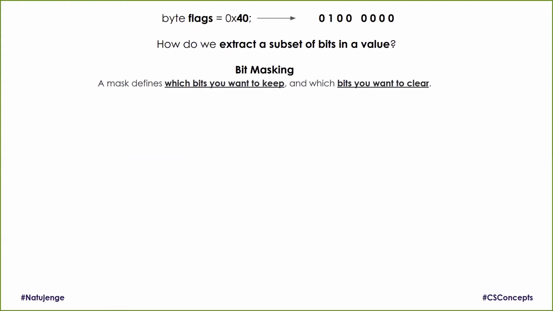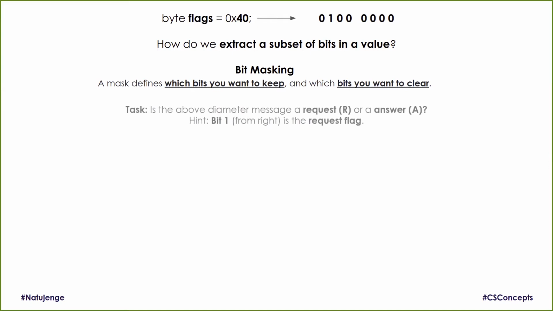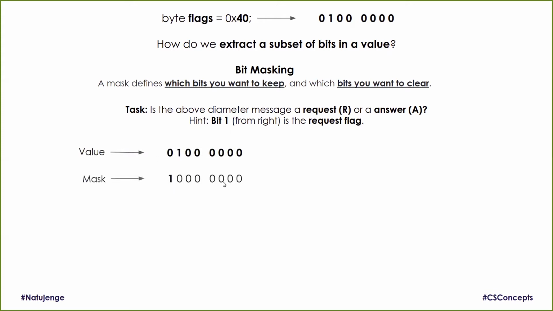In the event we want to focus on bit 1 to the left, you can actually create a mask to do that. In this case, we look at the first bit, and the question is: is the above Diameter message a request or an answer? The hint is we have to analyze bit 1, from the left, to see if that is a request flag. We know our value is this, and our mask will become this. Using the mask, we are interested in keeping only this bit and we clear the rest.